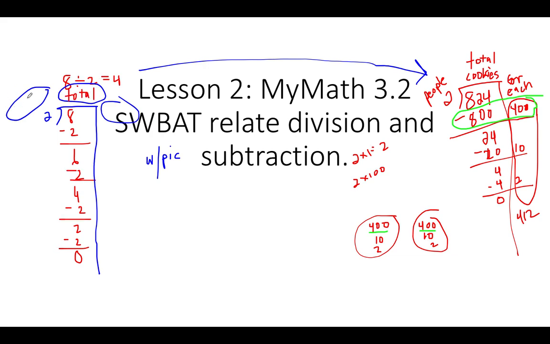Over here, this could be our groups, or it could be our number in each group. It depends on the story. For right now, let's think of this as our groups, just because that's going to match what they eventually do with long division. And this is the number in each group. So they're going to do that. And then as they take away 1, they're going to really be thinking about what that means using a picture. Okay? So this is the goal.